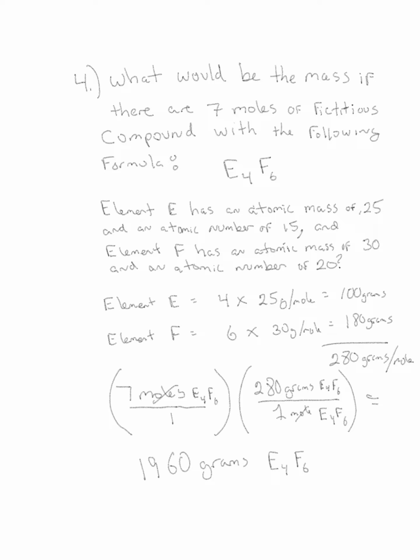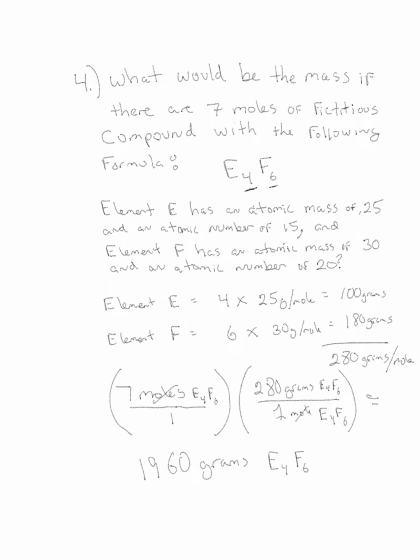So for the next two questions, questions 4 and 5, we're going to look at a compound. So in this case, I've made a fictitious compound. So what would be the mass if there are 7 moles of a fictitious compound with the following formula: E4F6. So that means that for element E, there are 4 of them. Element F, there are 6 of them for each of the molecules.